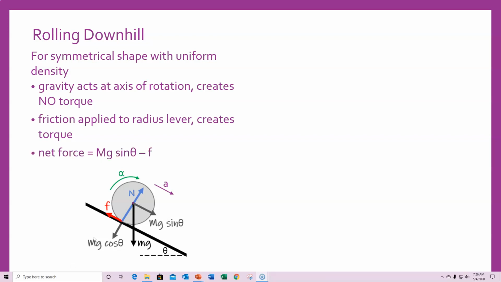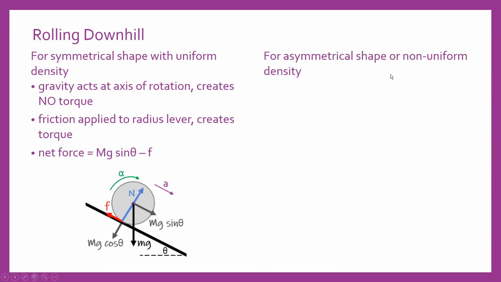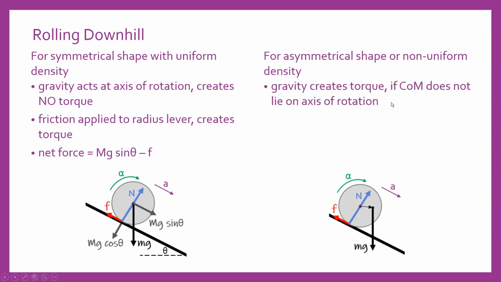And the net force is the x component of gravity minus the friction force. For an asymmetrical shape or non-uniform density, as shown here, gravity creates torque if the center of mass does not lie on the axis of rotation. So notice here, the center of mass of this object is over here, away from the axis of rotation, and that creates a lever.